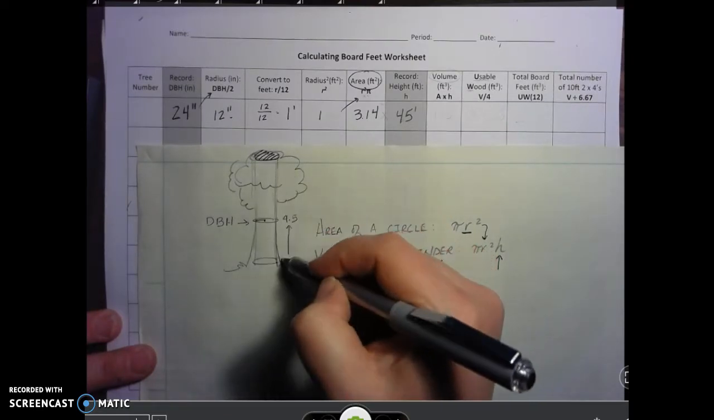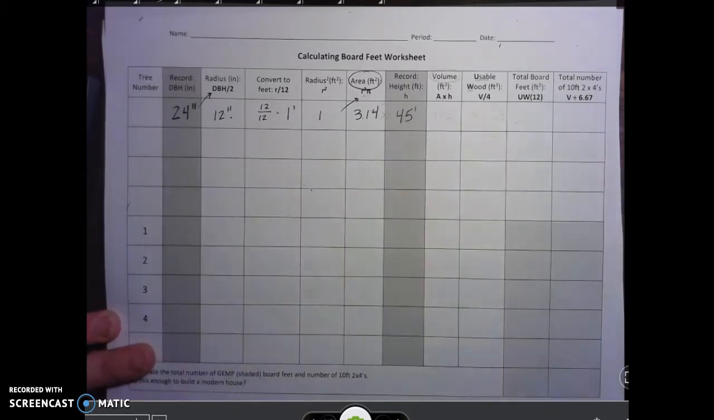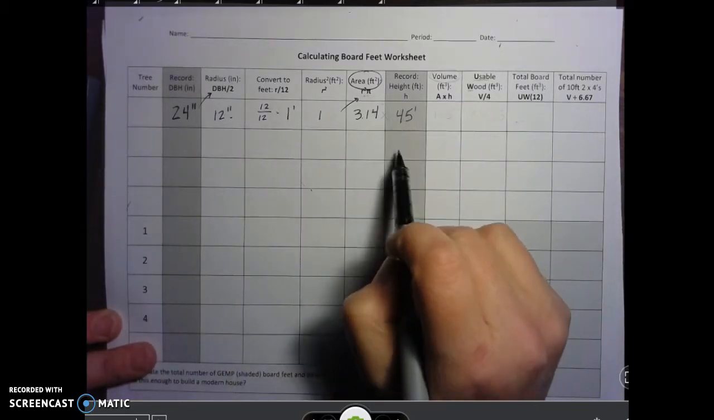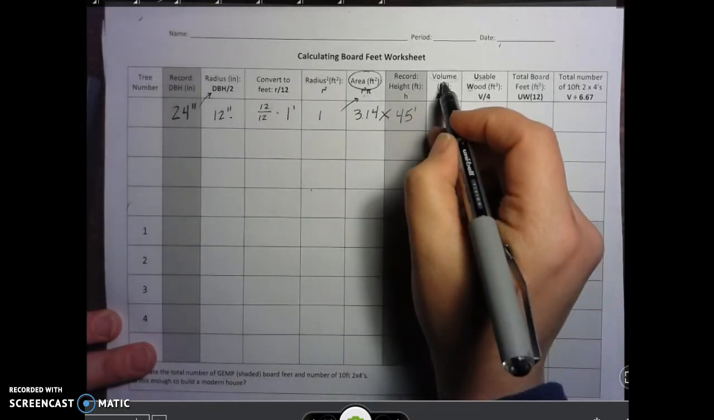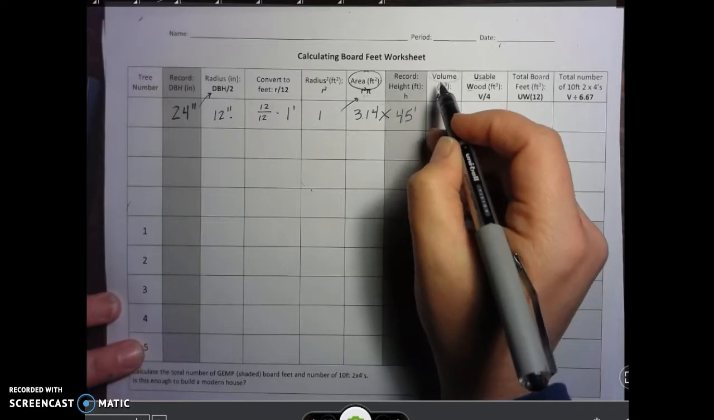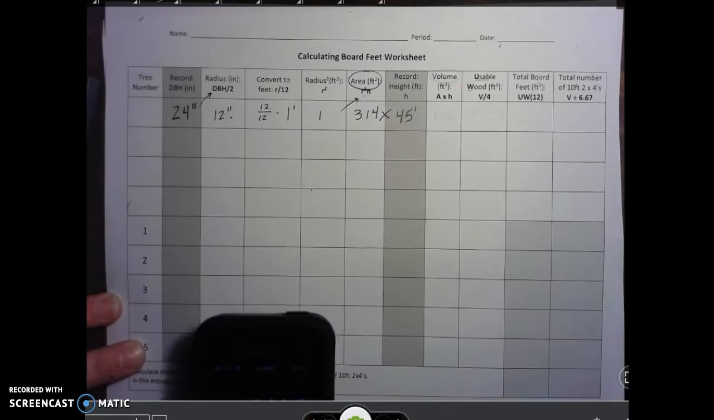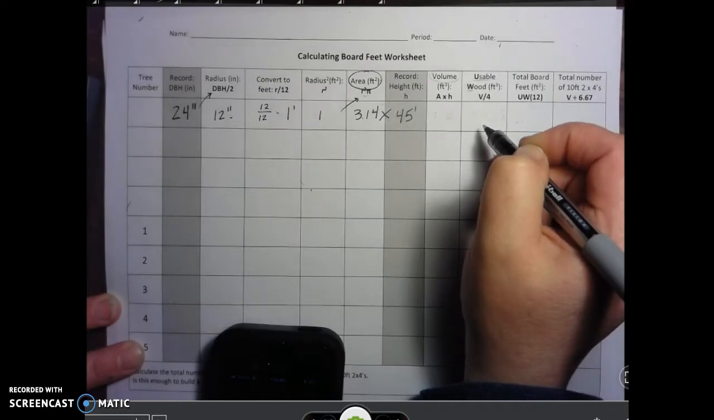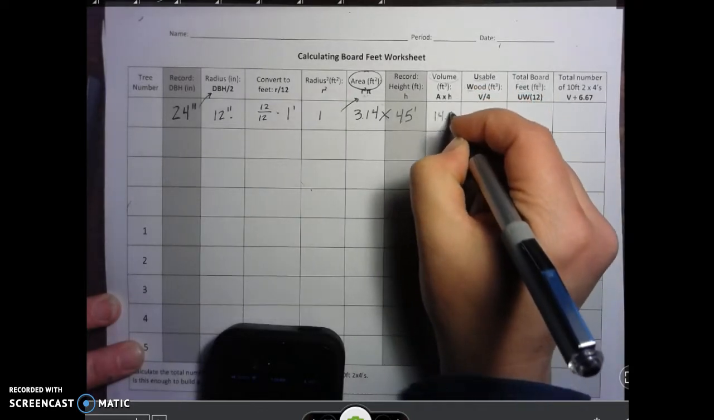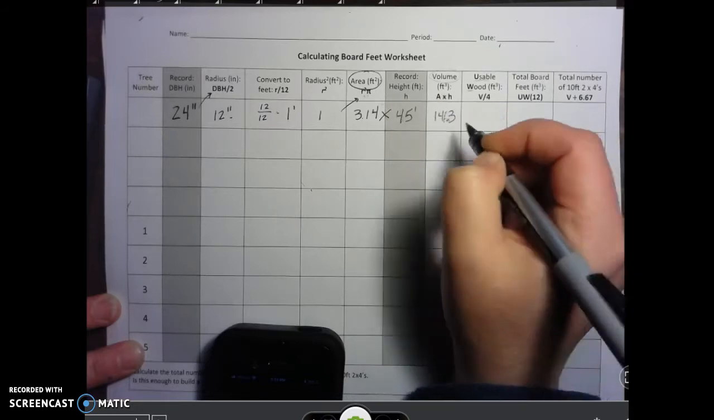Now we have a height of 45 feet. Mind you, don't get confused. This diameter breast height is taken at 4.5 feet off the ground, but we recorded a height of 45 feet from the very bottom to the very top, and now we simply multiply them to get the volume of the cylinder. And so we get 141.3. And that's our foot cubed. I forgot the 1 in there. So that's 141.3.